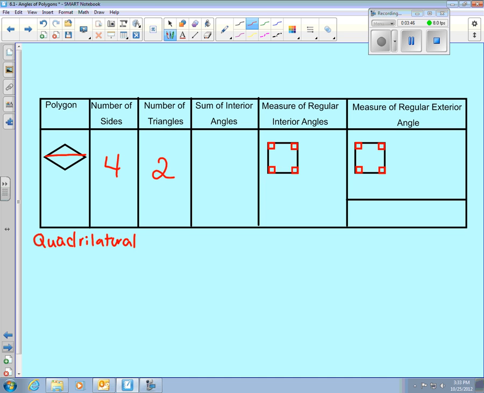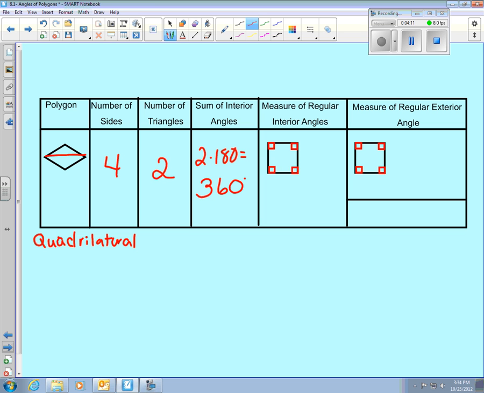The sum of the interior angles. We need to figure out what the sum of the interior angles are. Well, if I have 2 triangles, and I know from my previous portion of the table that each triangle has an interior sum of 180. So here I can take 2 times my 180, and I find that the sum of my interior angles of a quadrilateral is 360 degrees.